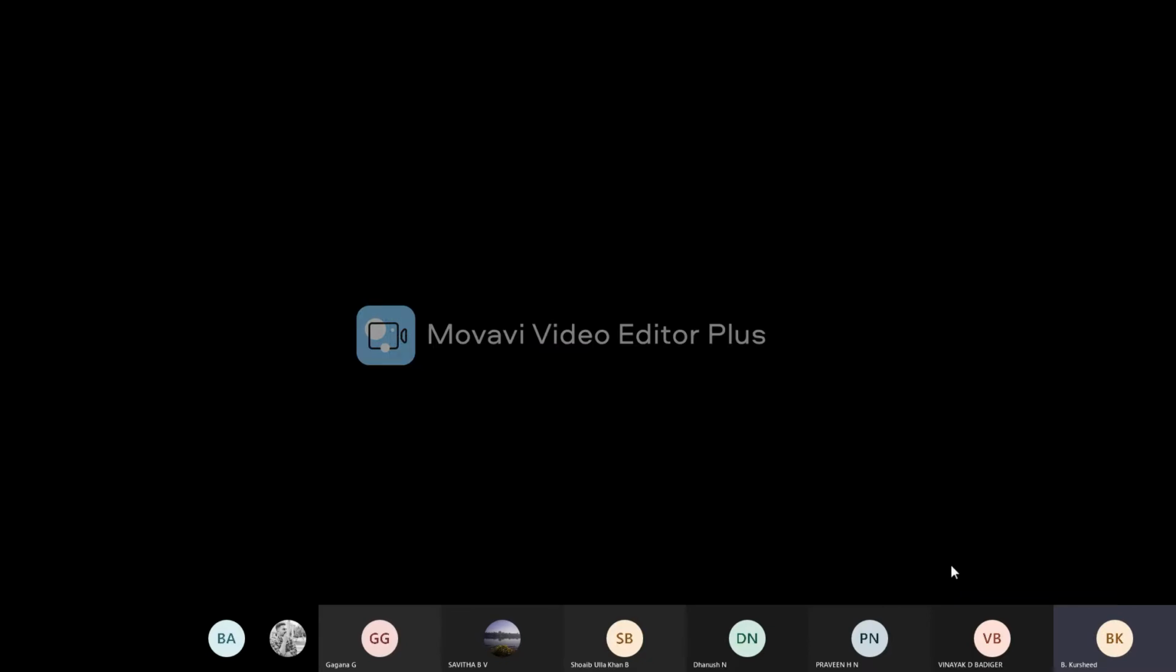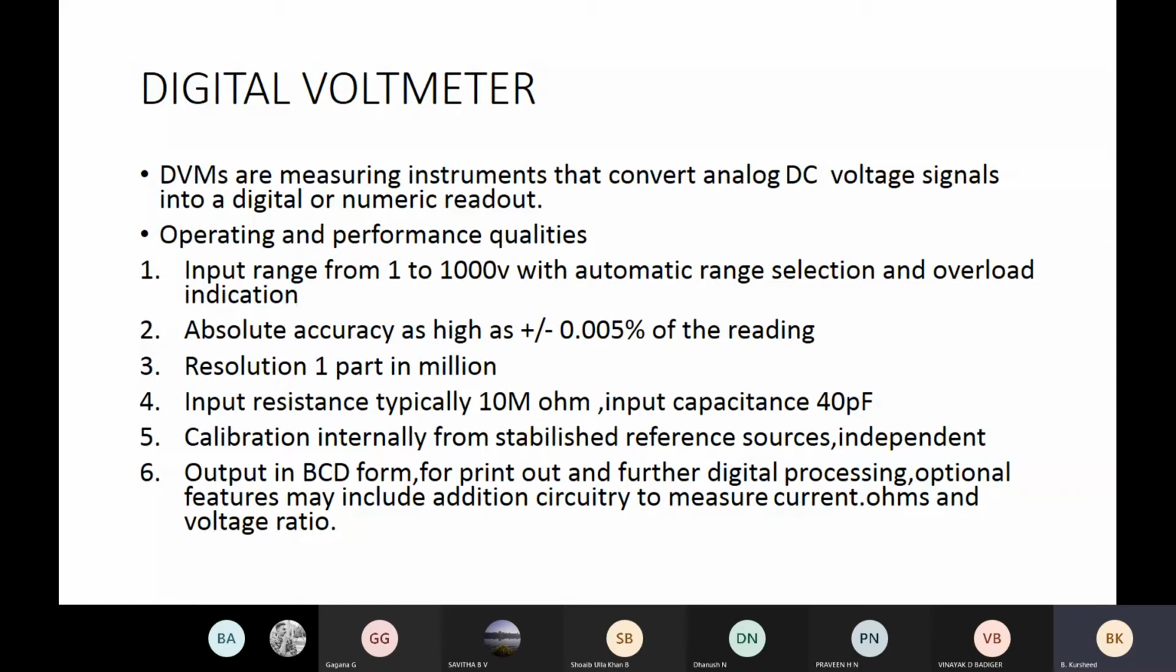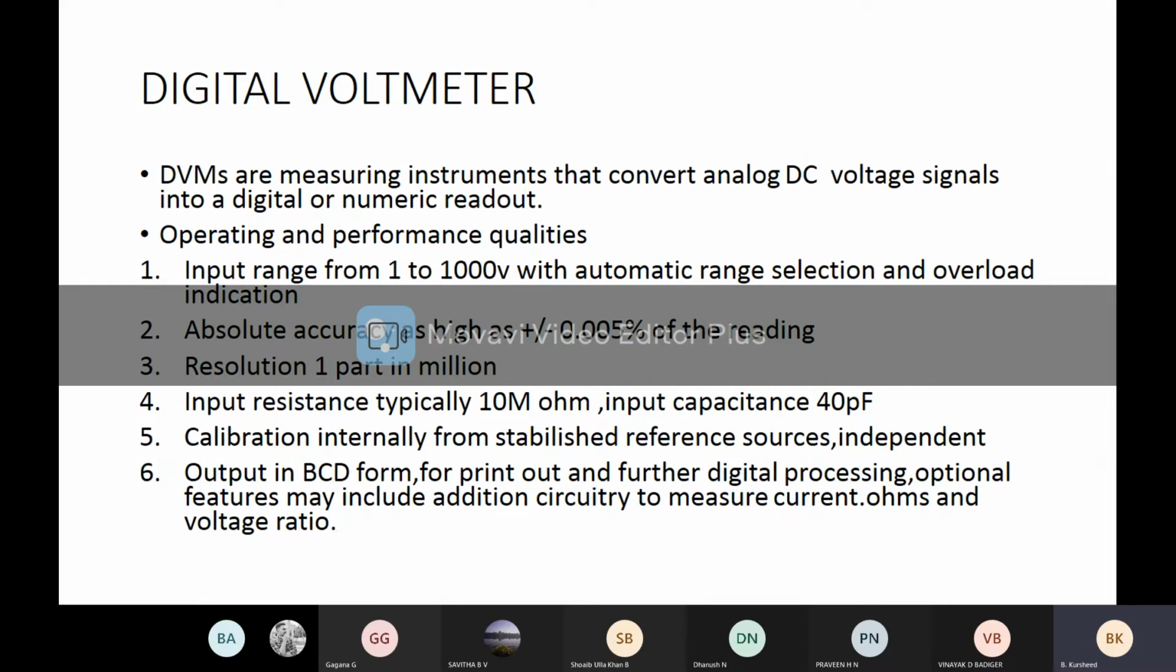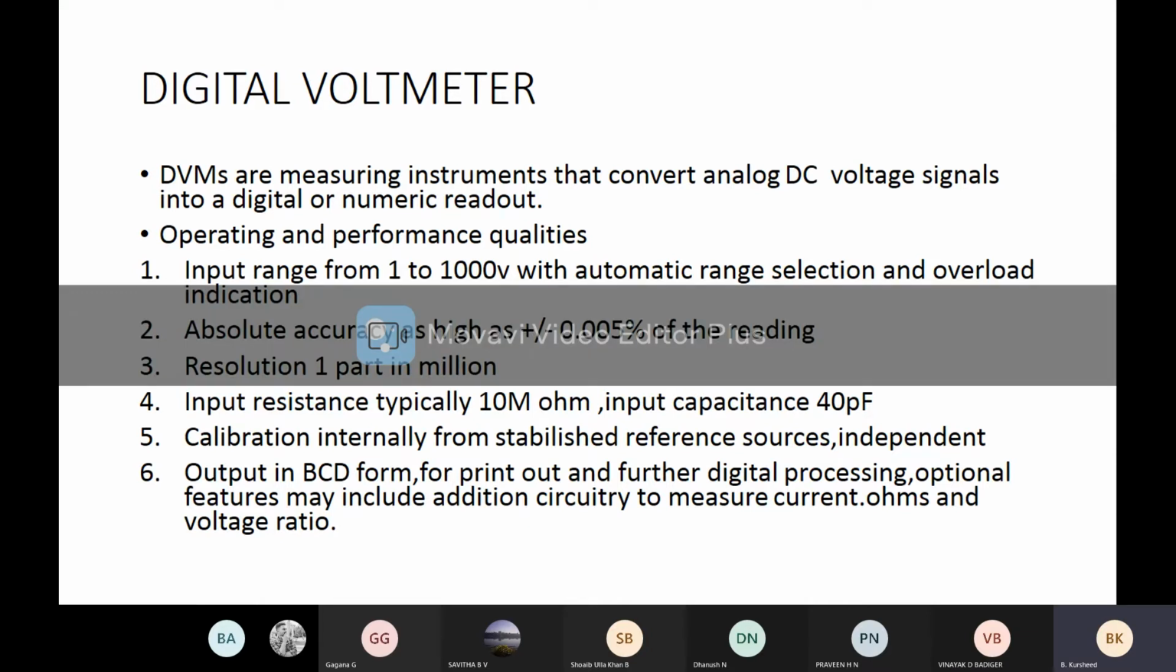For example, in a signal generator or the cathode ray oscilloscope, you will be getting a sine wave, right? Whose amplitude value is varying continuously with respect to time. But when you connect the output to a digital voltmeter, it will display a digital value like 5 volts, 10 volts, 8 volts. Fixed digital values will be displayed.